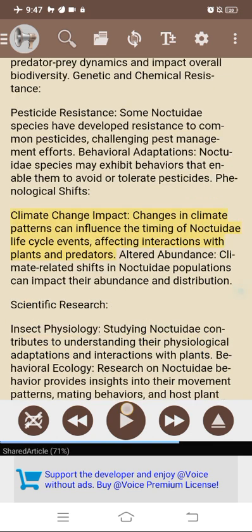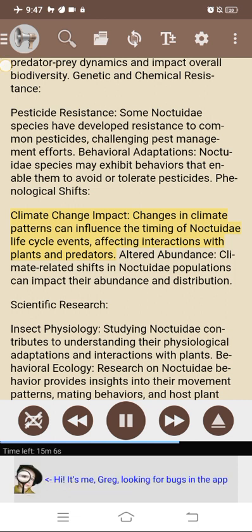Phenological shifts. Climate change impact. Changes in climate patterns can influence the timing of Noctuidae life cycle events, affecting interactions with plants and predators. Altered abundance. Climate-related shifts in Noctuidae populations can impact their abundance and distribution.